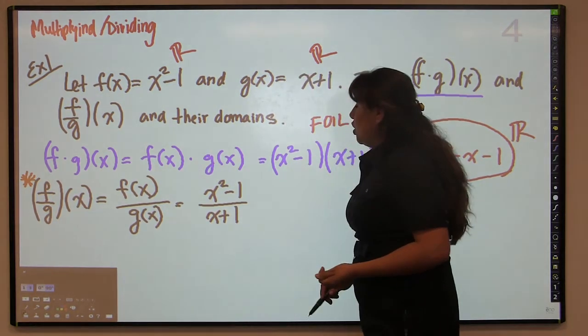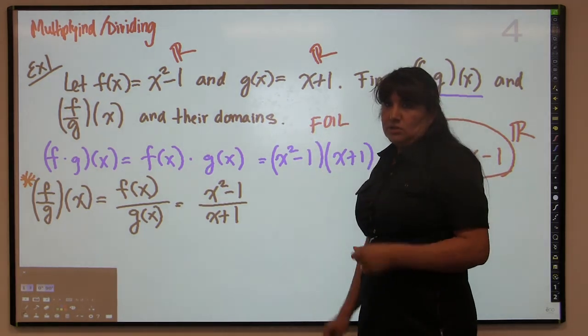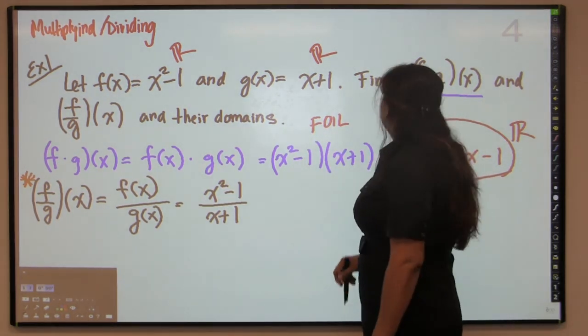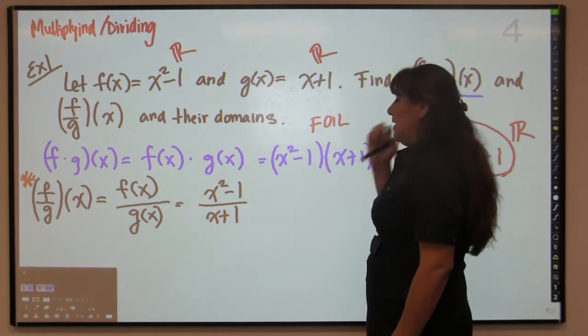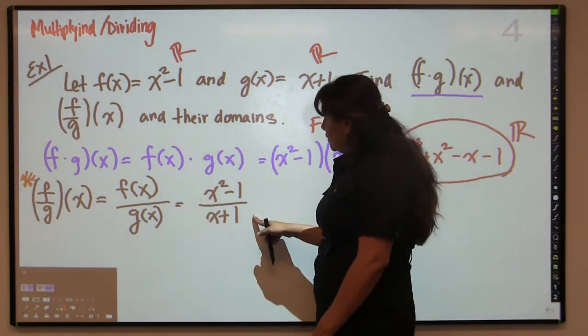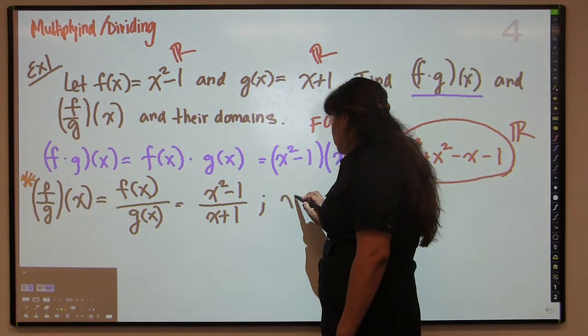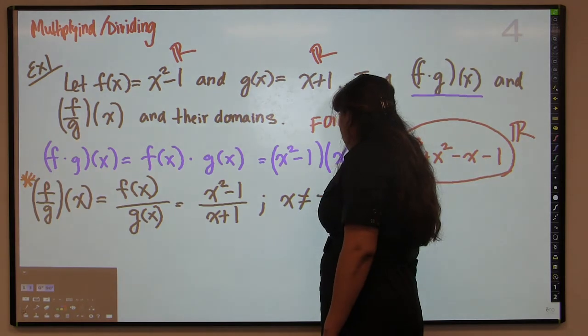Okay? So most of the time, that's about as far as you're going to have to go to simplify. But you do have to ask the question about the domain. And since we already said earlier, this is the original function, or this is the original result, so I have to state here that x cannot equal -1.